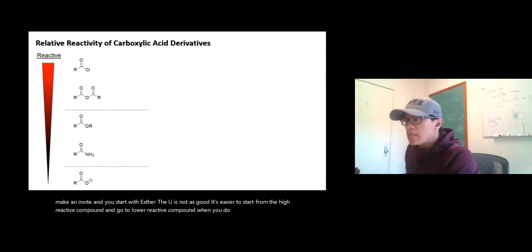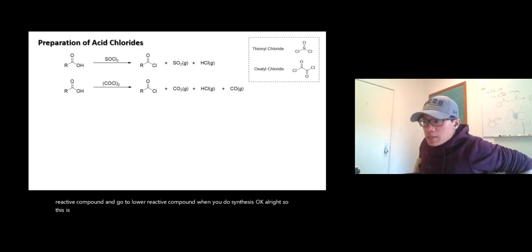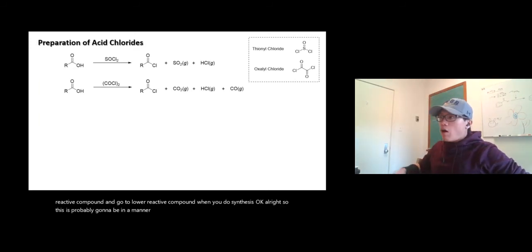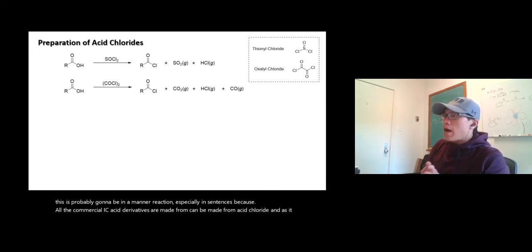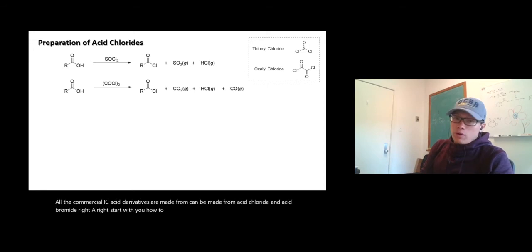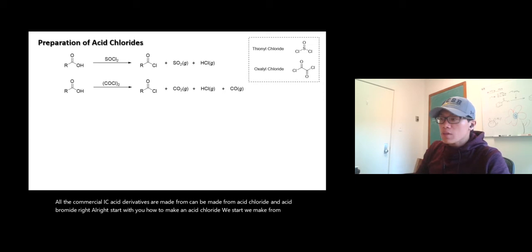So this is probably going to be the main reaction, especially in synthesis, because all the carboxylic acid derivatives can be made from acid chloride and acid bromide. Start with how to make an acid chloride. We make it from carboxylic acid.